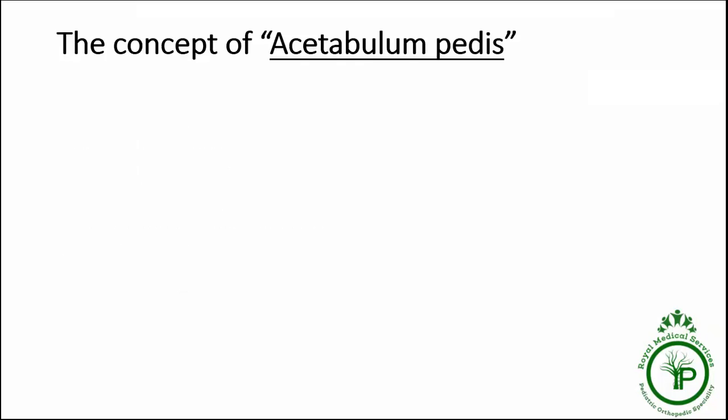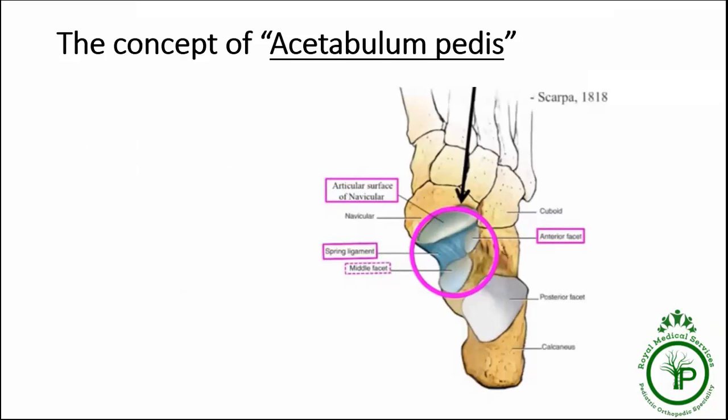So what is the concept of the acetabulum pedis? The acetabulum pedis is the area in this purple circle, which includes the articular surface of the navicular, the spring ligament, and the articular facet anteriorly, and the middle facet of the calcaneum.